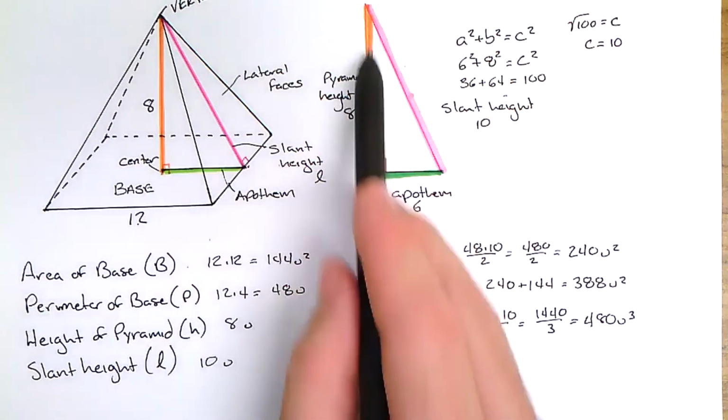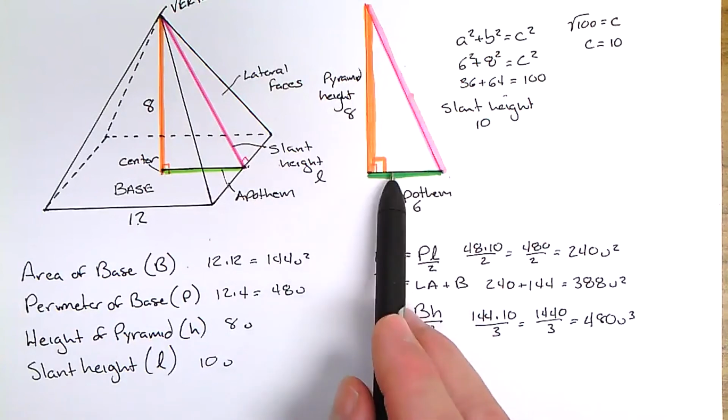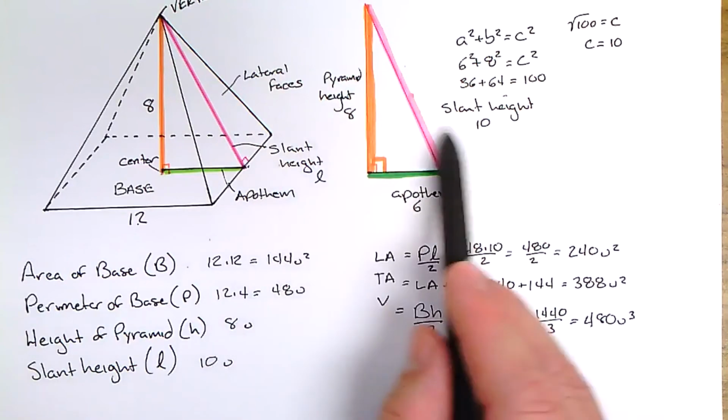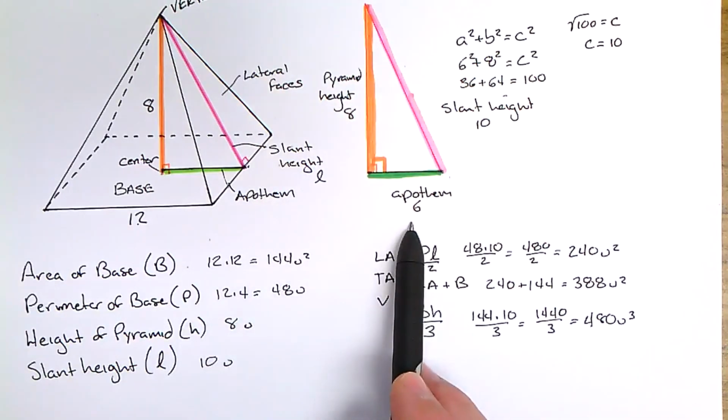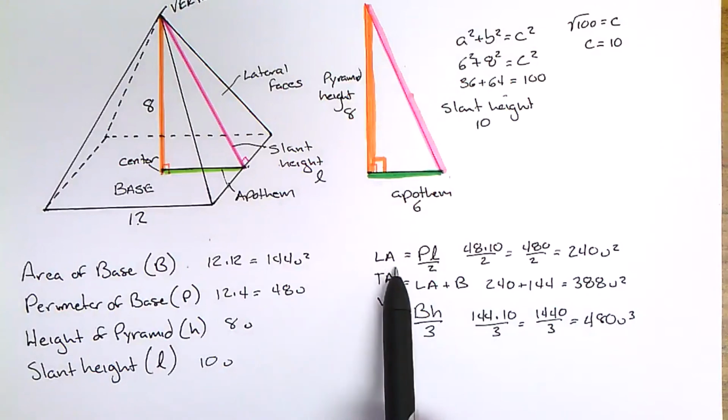Now, the pyramid height, the slant height, and the apothem form a right triangle, so we can use 2 of the pieces of information to find the third. Once we have the base, the perimeter, the height, and the slant height, then it's a simple matter to find the lateral area, the total area, or the volume.